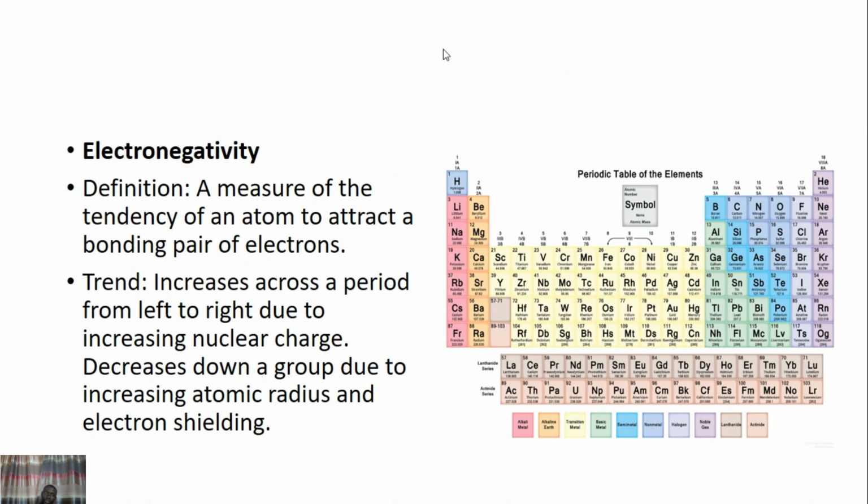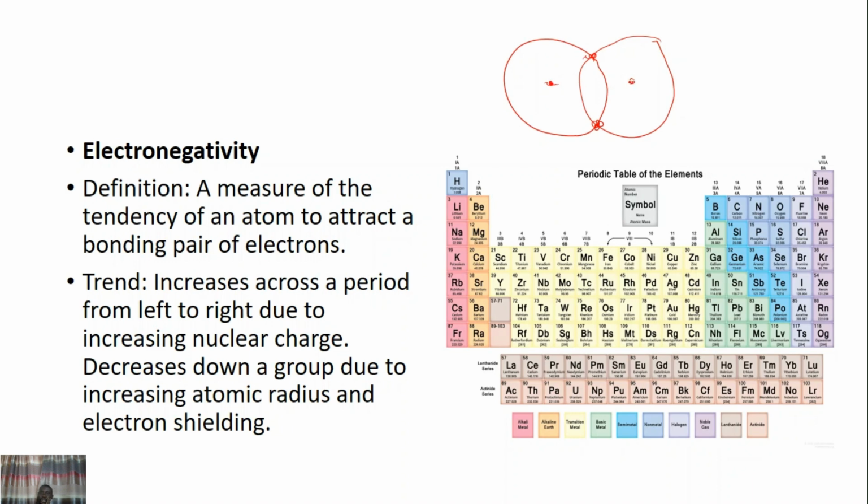Electronegativity is a measure of the tendency of an atom to attract a bonding pair of electrons. Okay. And what actually happens is that it increases from left to right. That's simple. When two atoms form a covalent bond like this and they share an electron, both of them tend to pull the electron towards themselves, right? And which one will pull more?